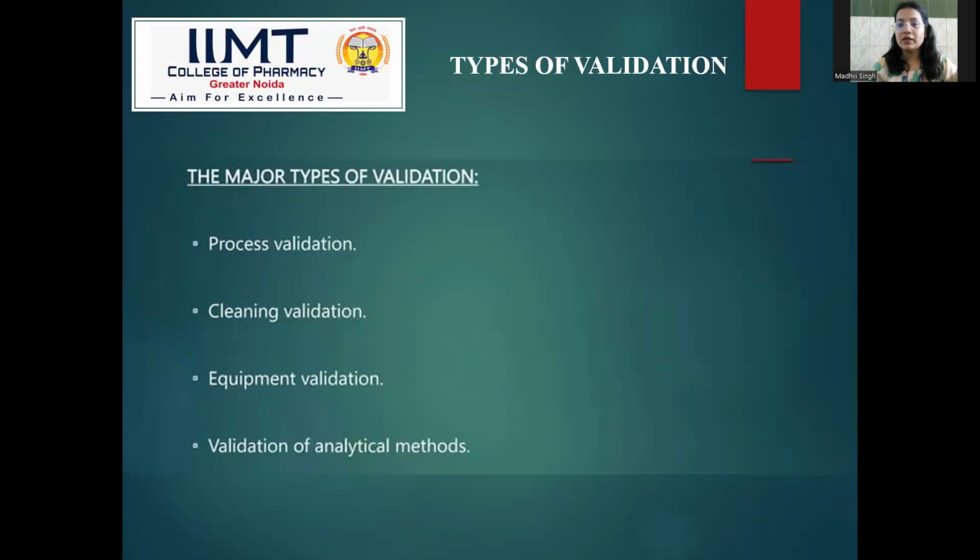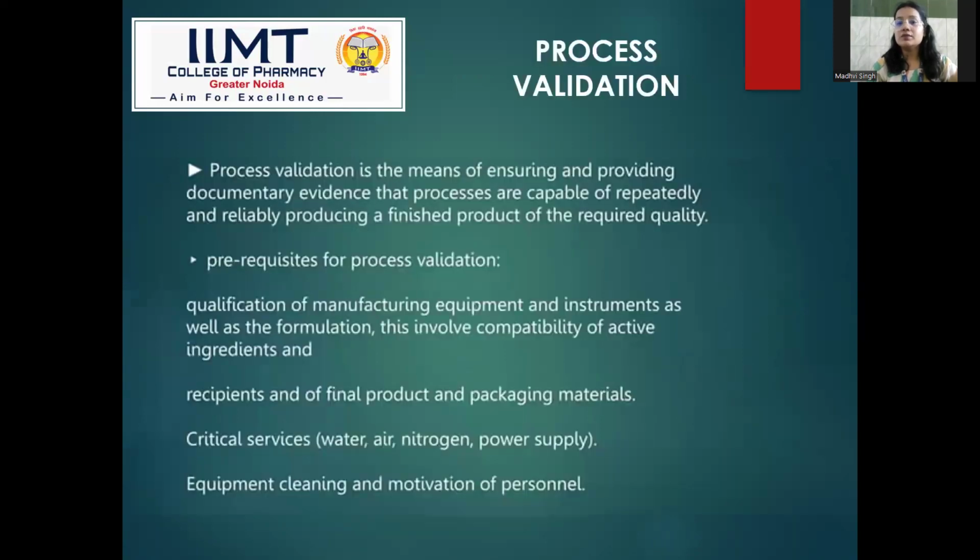Next is types of validation. There are four major types of validation. First is process validation. Next is cleaning validation. Third is equipment validation. And last one is validation of analytical methods. So, what is process validation? Process validation means assuring and providing documentary evidence that processes are capable of repeatedly and reliably producing a finished product of the required quality.